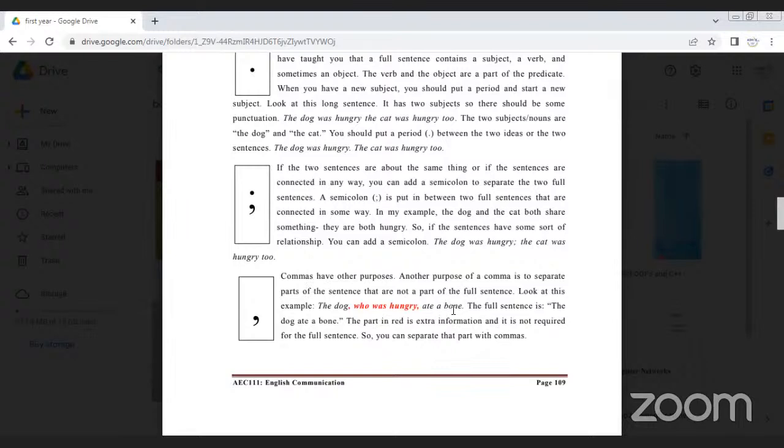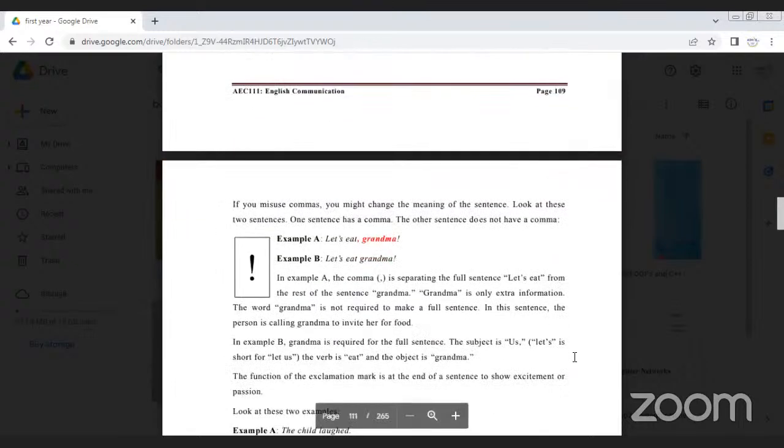Here is extra information about the dog. The dog who was hungry ate a bone. The dog ate a bone. The part in red is extra information about the dog, not required for the full sentence. So you can separate that part with a comma.